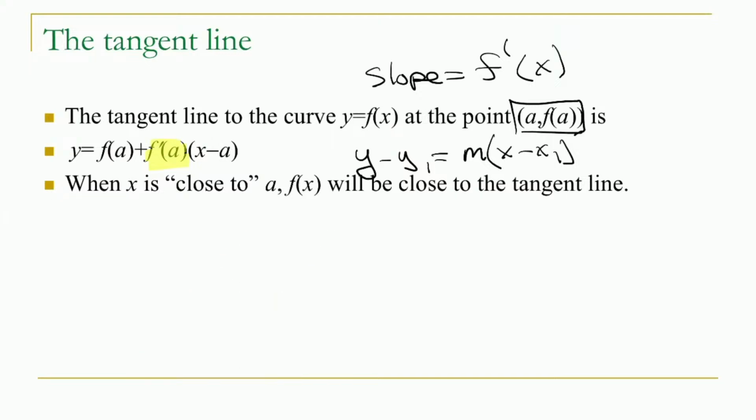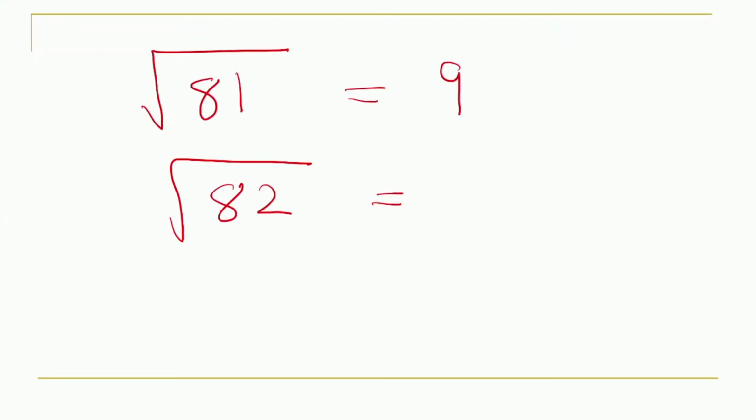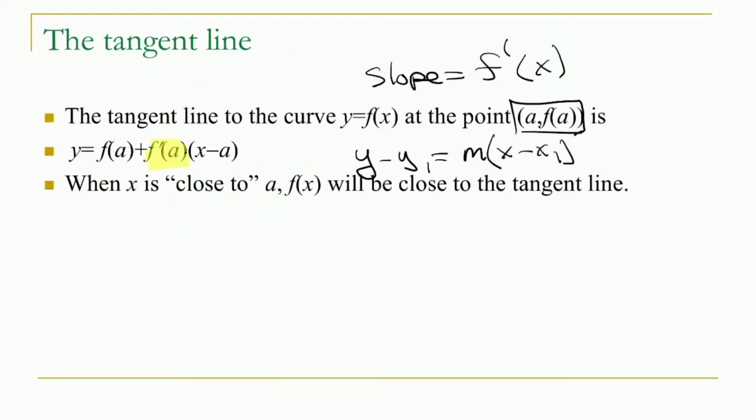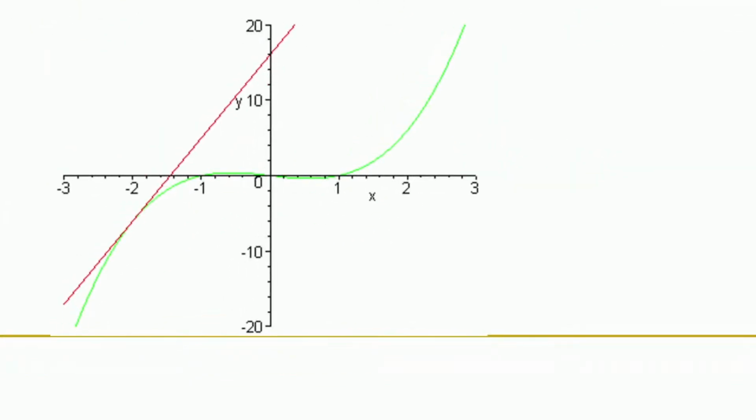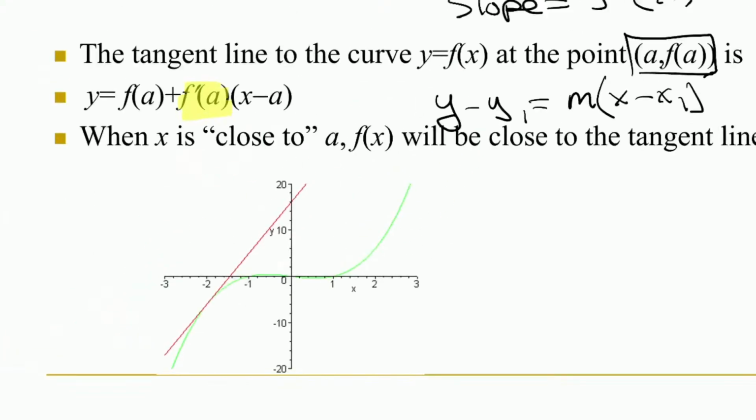But here's how we're going to use this to figure out what the square root of 82 is. We know that when x is close to a, and I've got that in quotes, f of x will be close to the tangent line. Just to illustrate this, I've got two pictures for you. Here is the tangent line to this cubic function, which you can't see because it's green. Sorry, I have to remember green is a bad color on this projector. But there it is, the tangent line. Notice that if you're far away, those two are nowhere near one another. But if you're pretty close, like right here, the tangent line is pretty close to the actual function.